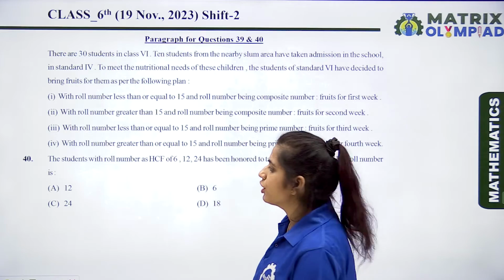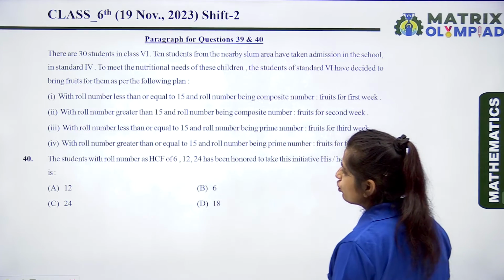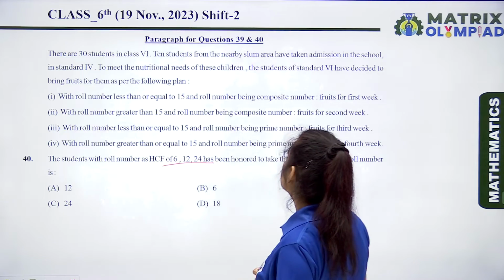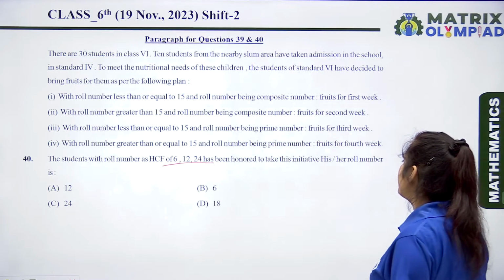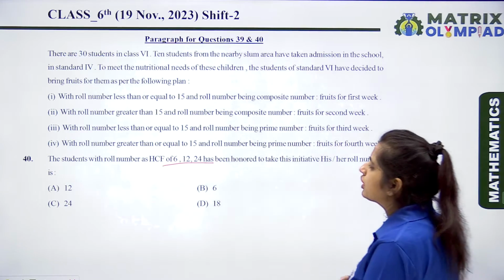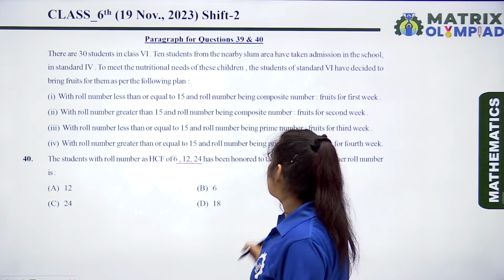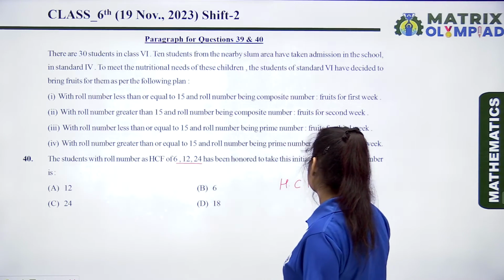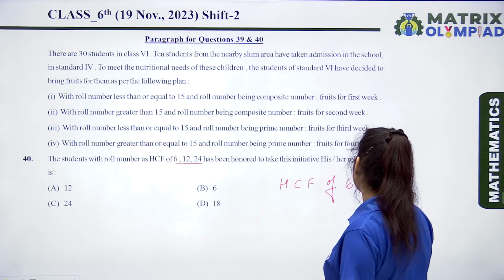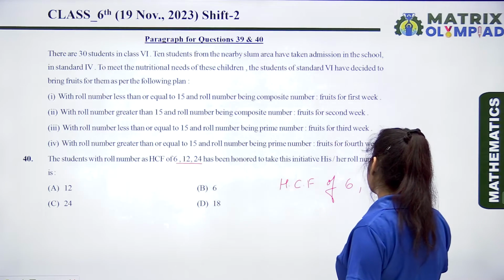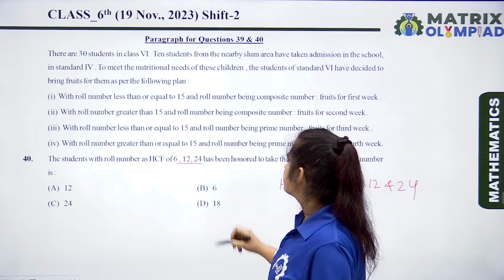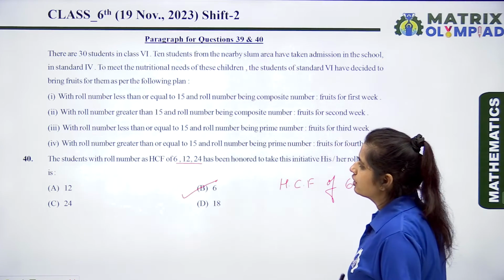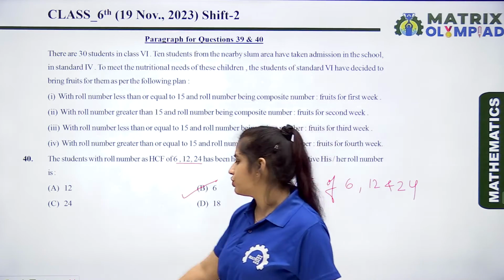Now in question number 40 it is said that the student with roll number as HCF of 6, 12, 24 has been honored to take this initiative. His or her roll number is? Now let's find out the roll number by taking out the HCF of 6, 12 and 24. So the HCF of 6, 12 and 24 is 6. So option B is the correct answer. Now let's move on to the next question.